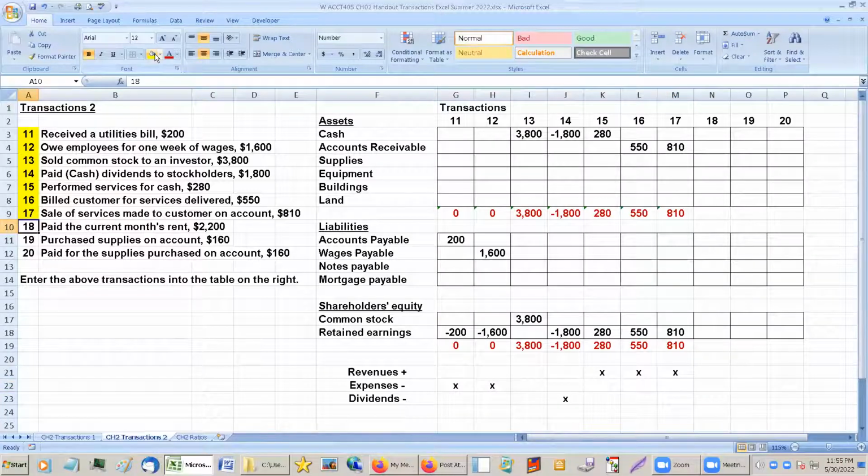Paid the current month's rent. Okay, paid. So we're talking about cash. And that will be an expense. Rent expense. Oh, I forgot to put it in.